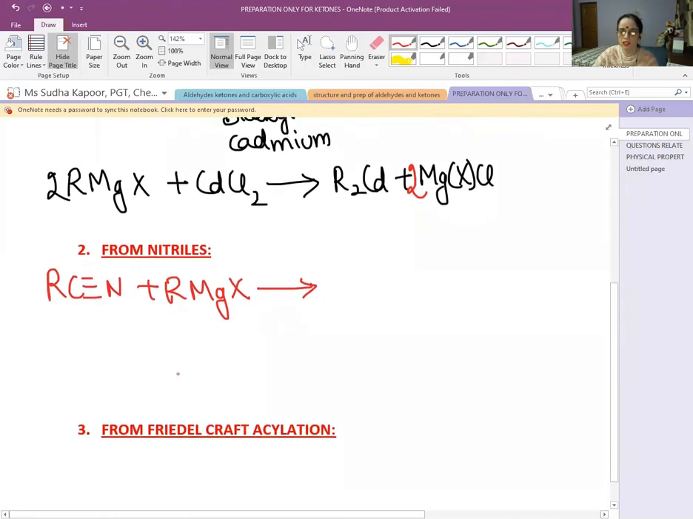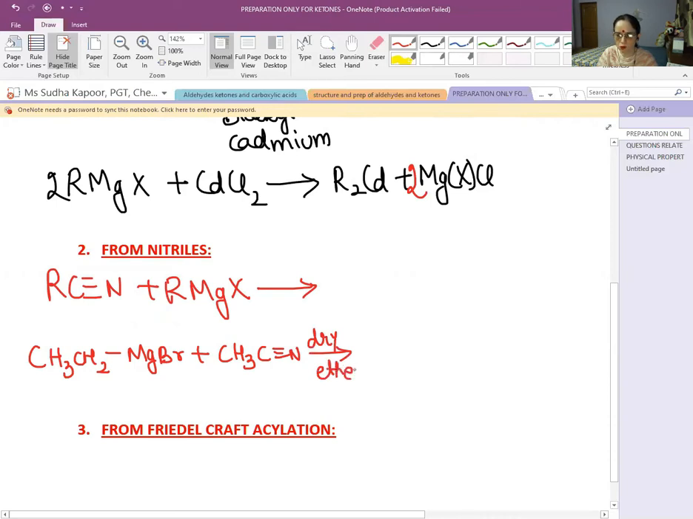We can see it in the form of the movement of electrons. CH3CH2MgBr we have taken, and on treatment with CH3CN, C triple bond N, in the presence of dry ether, we get an addition product. First of all, we show from where the electrons are moving and to which side. N is more electronegative, so it will take away the bond. And when the carbon becomes slightly electropositive, the movement of the bond takes place in this manner.